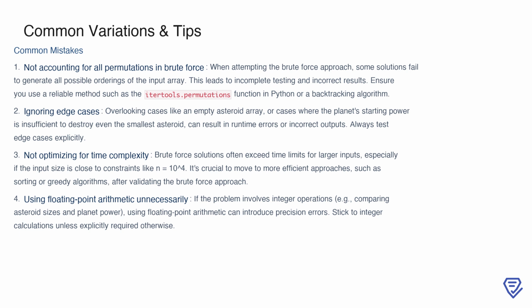Lastly, avoid using floating point arithmetic unless specifically required. Integer operations are usually sufficient for comparing asteroid sizes and power levels, and using floating point numbers unnecessarily can lead to precision errors that affect the correctness of your solution.